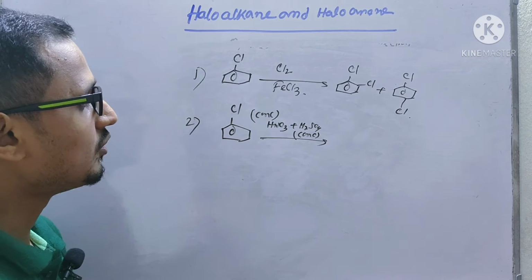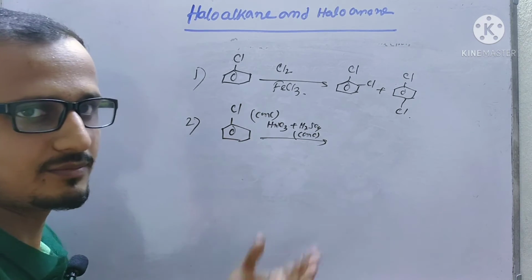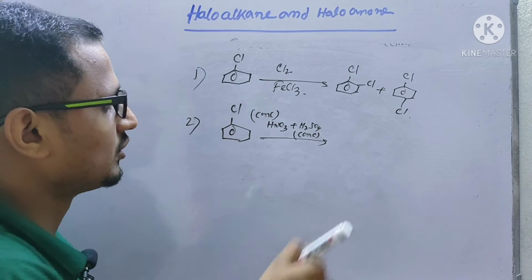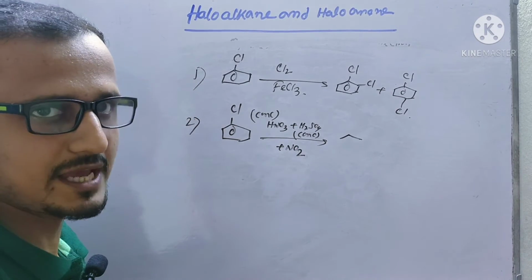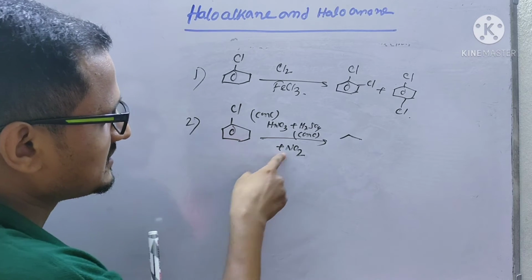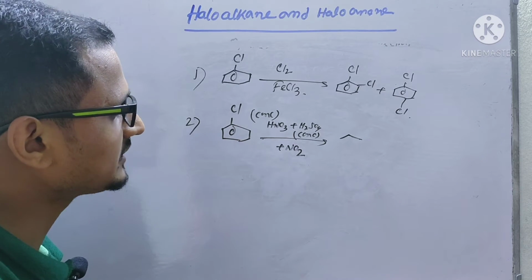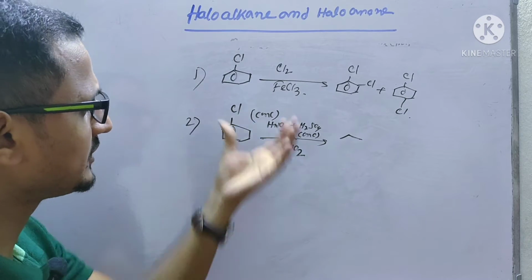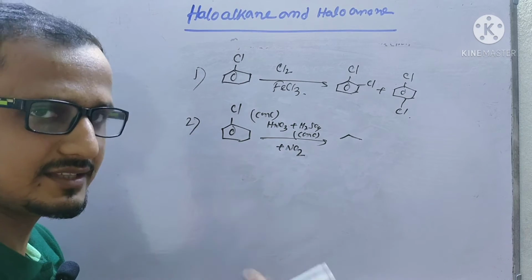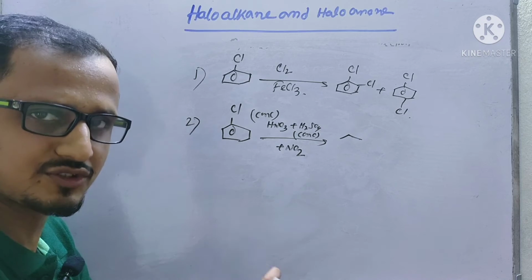One will be orthonitrochlorobenzene, another will be para-nitrochlorobenzene. Because this will give NO2 plus, and this NO2 plus is nothing but an electrophile. So it can easily participate in electrophilic substitution reaction.